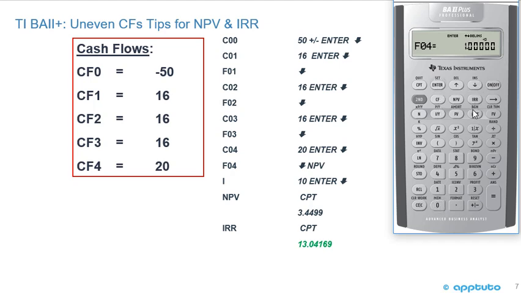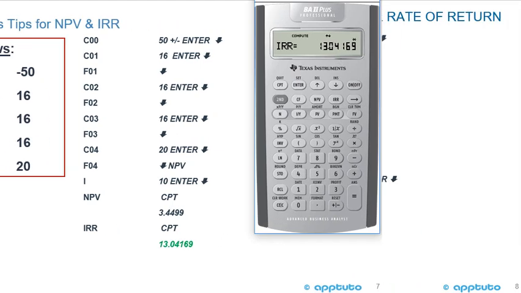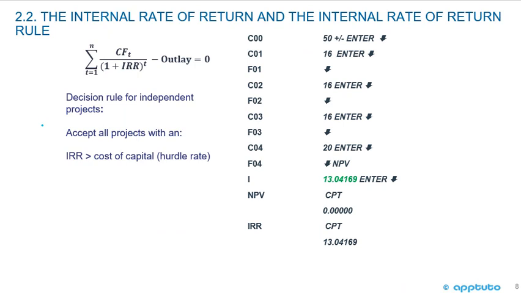And so the next thing that I'm going to do is I'm going to click on my NPV. The interest rate is 10, enter, arrow down, and I'm going to hit compute, and I've got my 3.4499. I hit my IRR, and I hit compute, and there's my 13.04169.